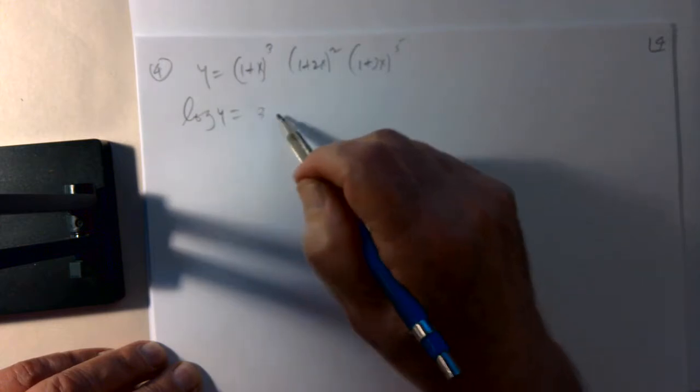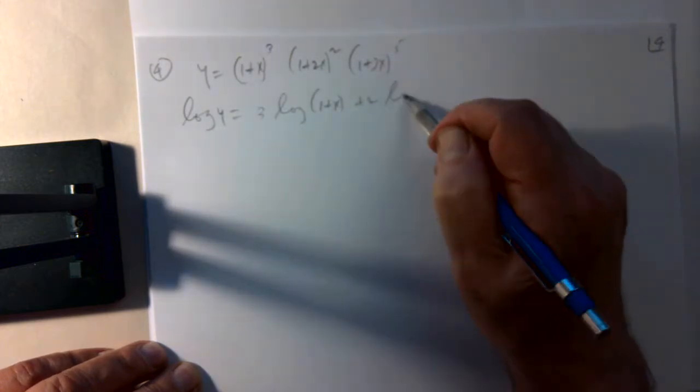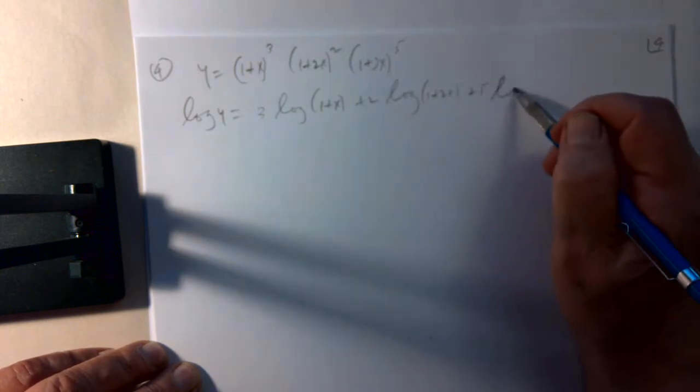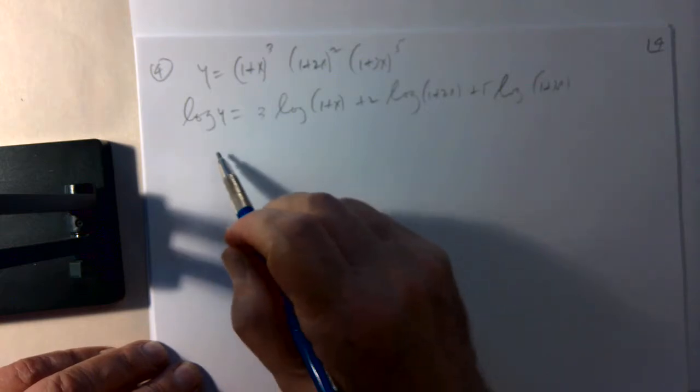So the log of y, you just take the log of all this, you get 3 times the log of 1 plus x plus 2 times the log of 1 plus 2x plus 5 times the log of 1 plus 3x.